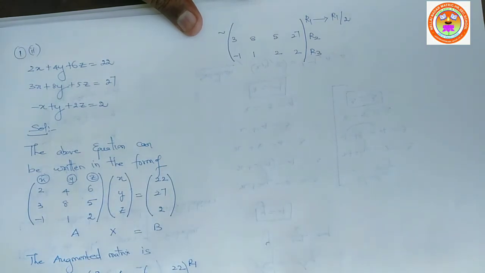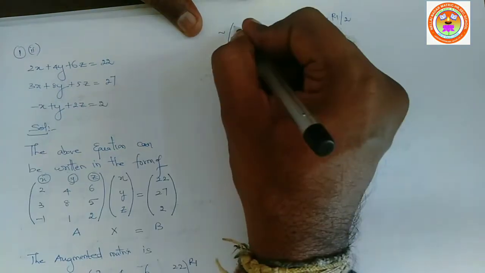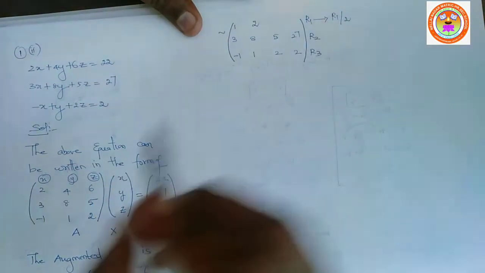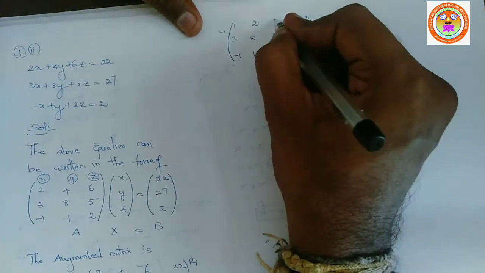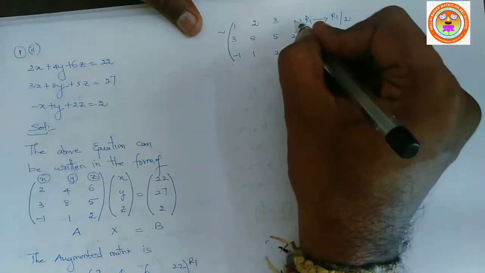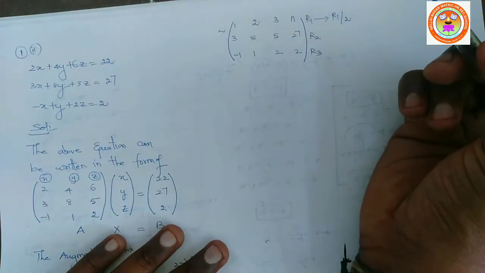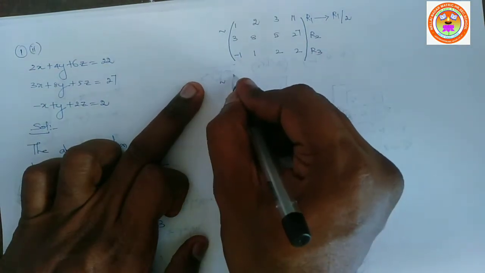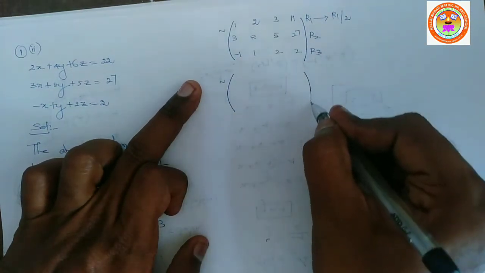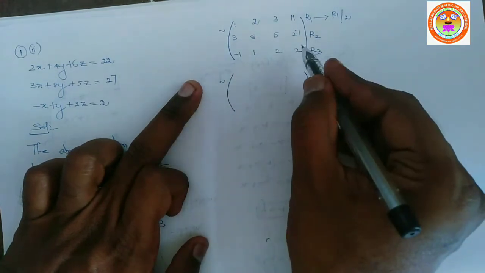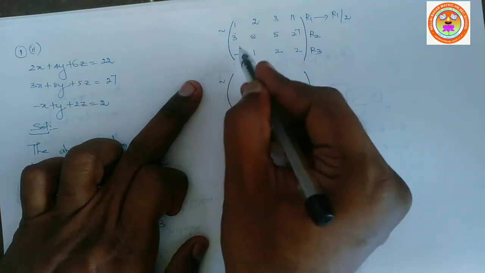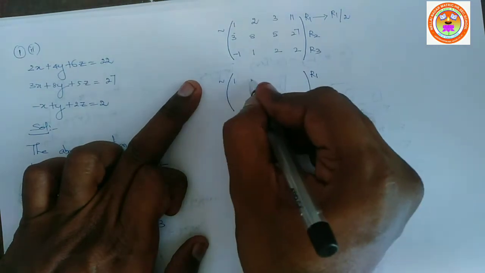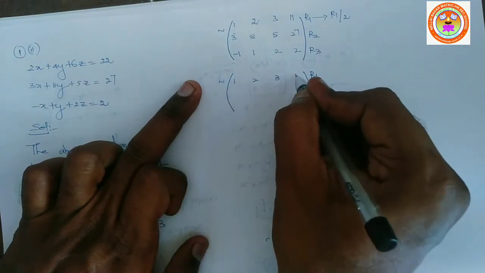R1 divided by 2 is nothing but 2 by 2 is 1, 4 by 2 is 2, 6 by 2 is 3, 22 by 2 is 11. So nothing but 1, 2, 3 and 11. Now we have got 1 here. Next I want to change R2 and R3. How am I going to change? I want to make this one 0 and this one 0. There is no change in R1. Write R1 as it is: 1, 2, 3, 11.